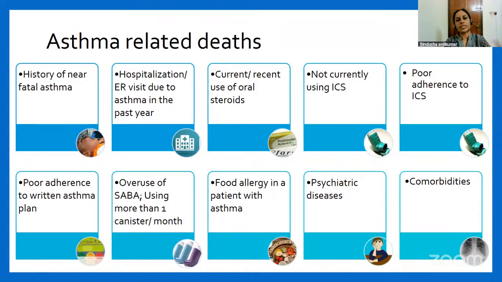These are some factors which are associated with asthma-related mortality. If the patient has any history of near-fatal asthma, especially any intubation for asthma, if the patient is not using inhaled corticosteroids, if the patient is prescribed inhaled corticosteroids but not using that, poor adherence, excessive use of short-acting beta agonist, that means using more than one canister of salbutamol per month, then that means that patient is having uncontrolled symptoms and there is a chance of asthma-related death. So if the patient has any of these, then it is better that you observe the patient in the observation room, even if the patient is coming to you with a mild exacerbation.